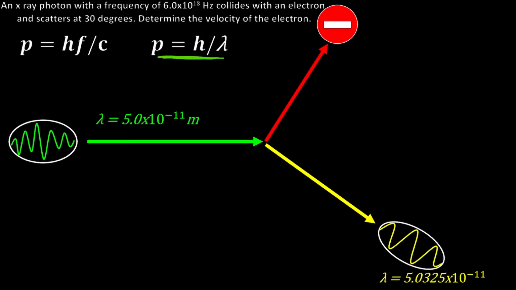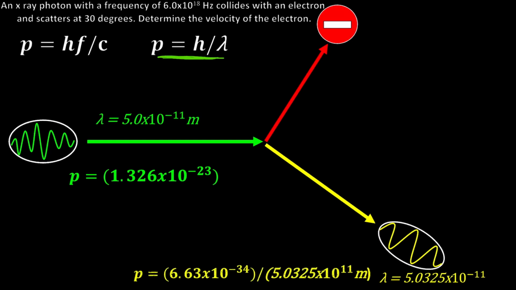So let's find our starting momentum of the initial photon. I take my Planck's constant in the form of joule seconds, divide by my wavelength, and I'm getting a number of 1.326 times 10 to the negative 23. Use the same formula for our resulting photon, and I get the answer of 1.317 times 10 to the negative 23. Okay, so we have our momentum of the initial and final photon.